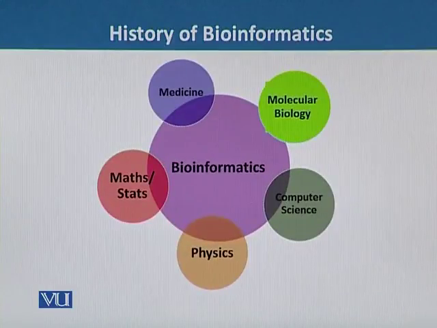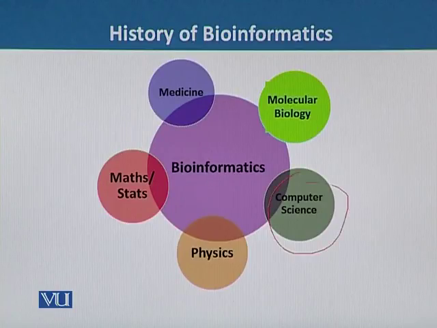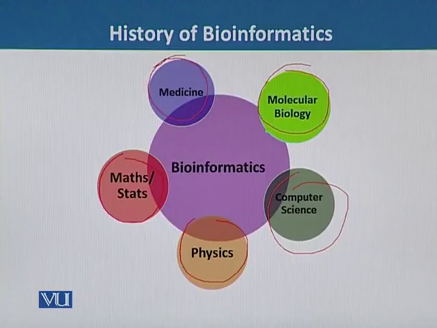I think it is much better that before going to the history of bioinformatics, we must know the basic definition of bioinformatics. Bioinformatics is an interdisciplinary field that develops methods and software tools for understanding biological data. As an interdisciplinary field of science, bioinformatics combines computer science, physics, mathematics, medicine, molecular biology, and many other fields to study and process biological data.